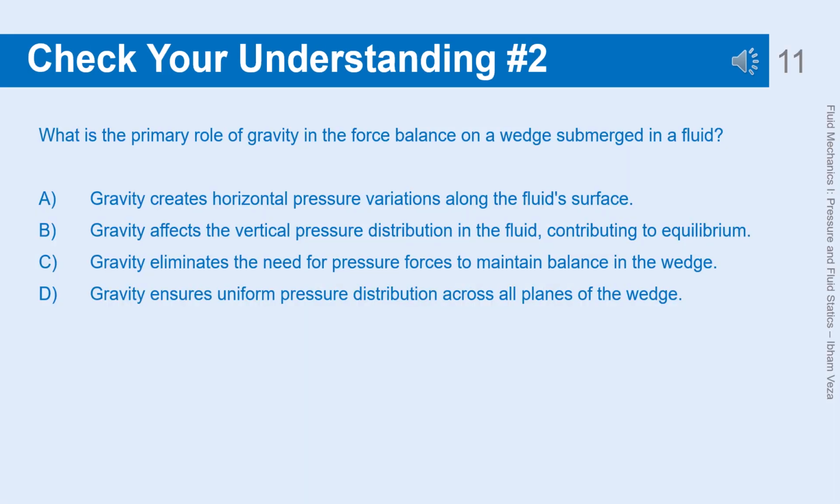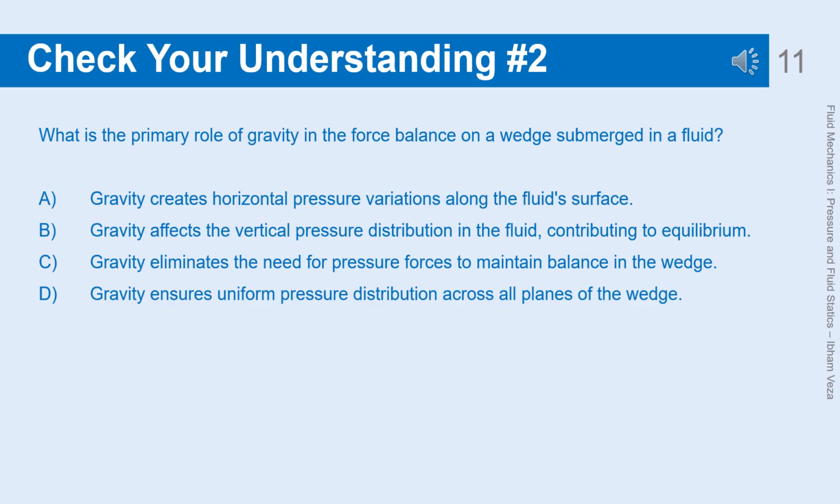Correct answer: B. Gravity affects the vertical pressure distribution in the fluid, contributing to equilibrium. Explanation of incorrect options. Option A, gravity influences vertical, not horizontal pressure variations. Horizontal pressure differences are generally due to flow or external forces.